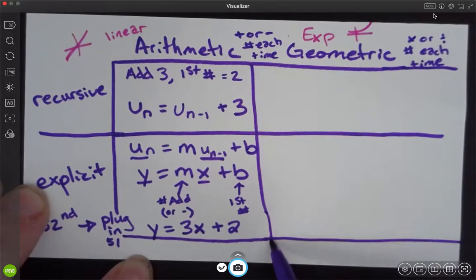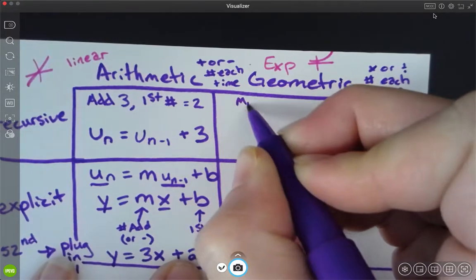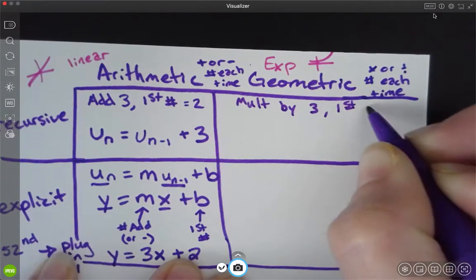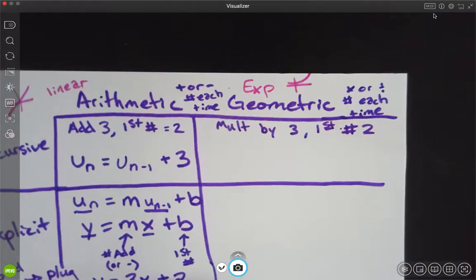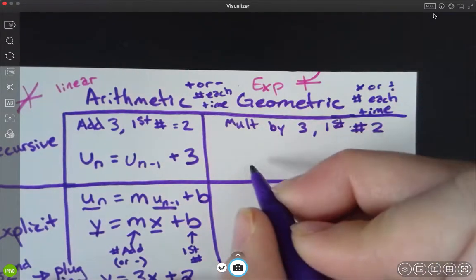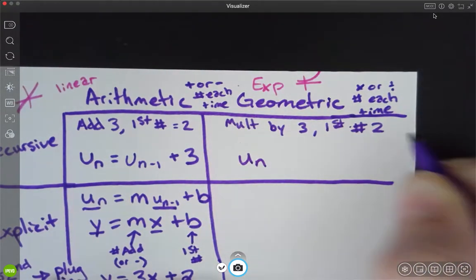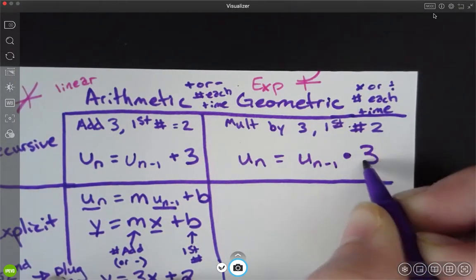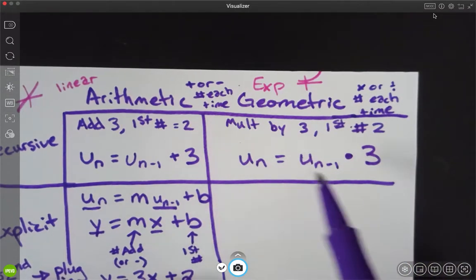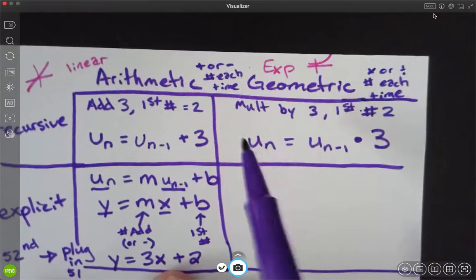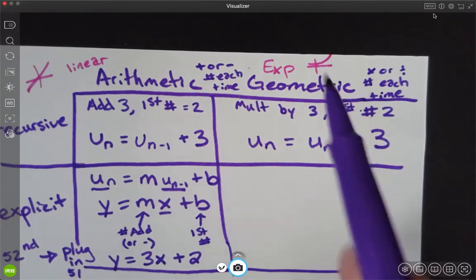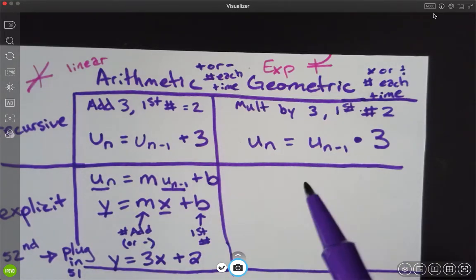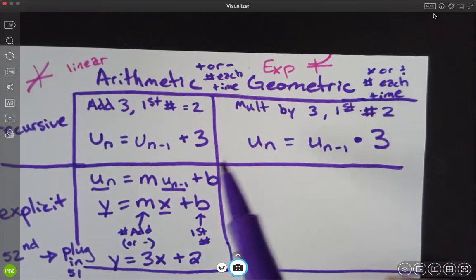So let's go over here to geometric. Geometric would be like I am multiplying by 3, and the first number is 2. The recursive formula does not take into consideration what the first number is. It's just saying you're taking the one right before it and multiplying by 3. So u sub n is the one right before it times 3. That's good because it's an easy formula, but it does not tell me where I'm starting from. So if I want to know the 52nd term, I have to know the 51st and the 50th and every number leading up to that. So I would have to know the entire sequence.